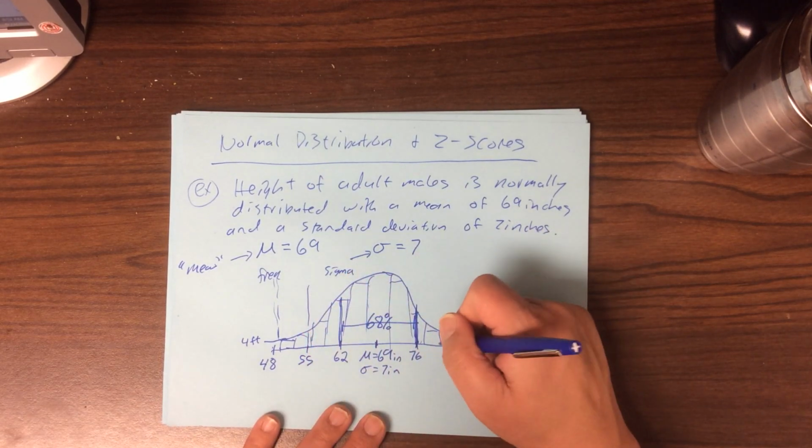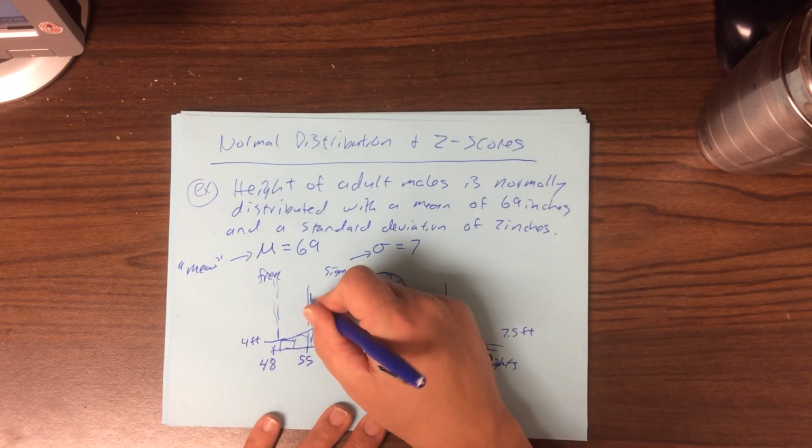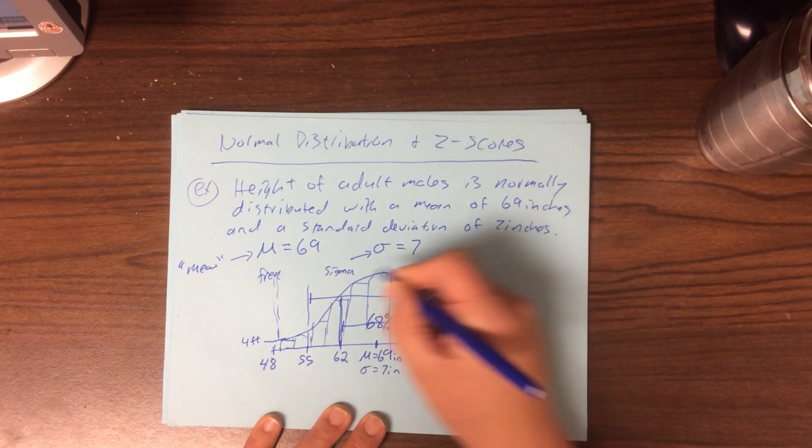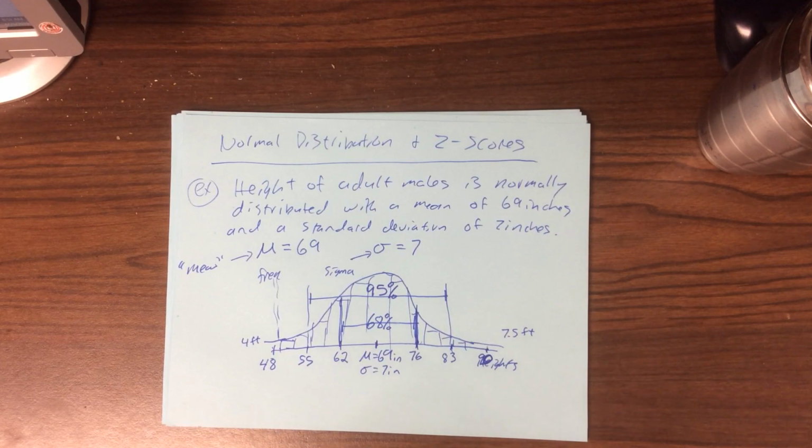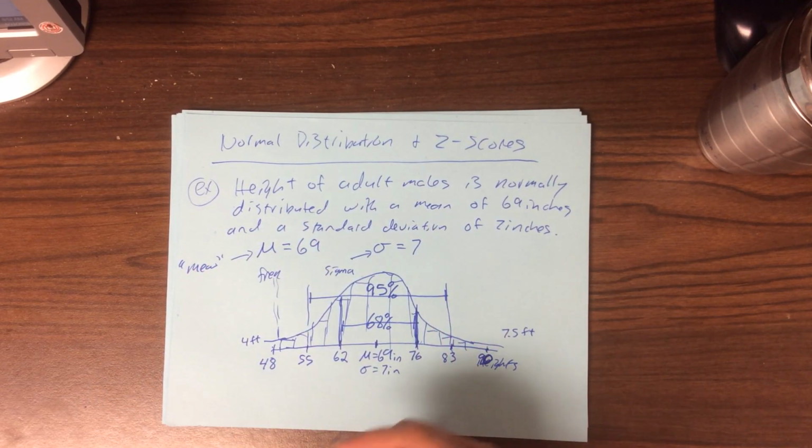Now within 2 standard deviations from the mean, you actually have 95% of the data. And so right there, that's pretty much all of the data within 2 standard deviations. Only 5% of the data lies outside of that.